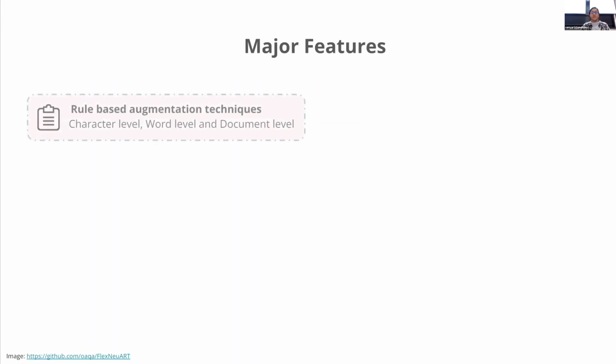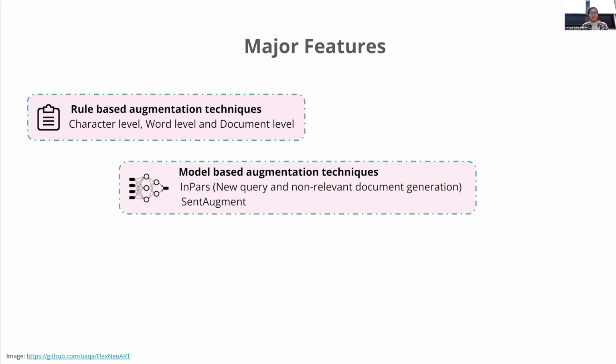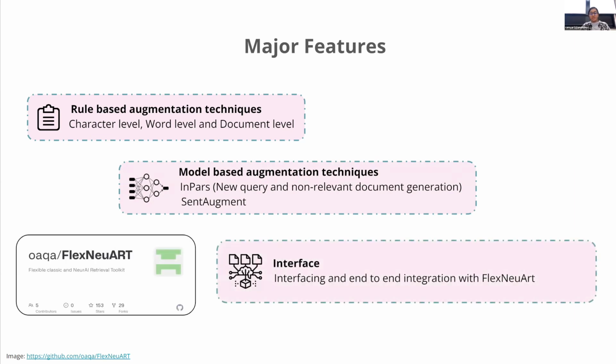pipeline. The major features that we will be discussing as part of our project are rule-based augmentation techniques, which are broadly grouped into three different categories of character level, word level, and document level. Model-based augmentation techniques. Here, like I mentioned before, we use InPars and SCENT augment. InPars has new query generation and non-relevant document generation, and SCENT augment is used to generate similar queries to a given query. And finally, we'll be integrating this with FlexNeuART.